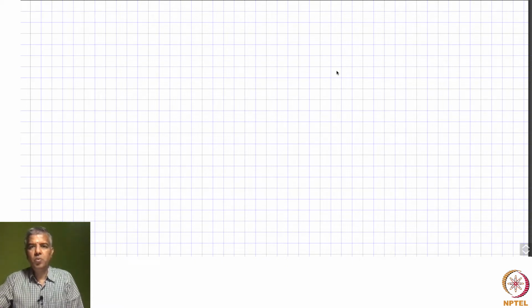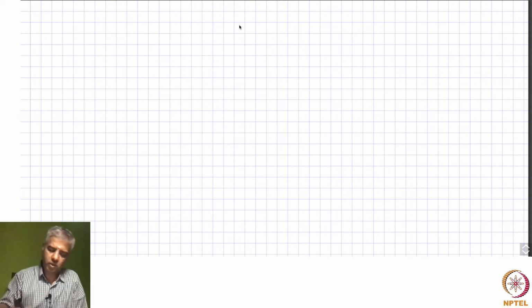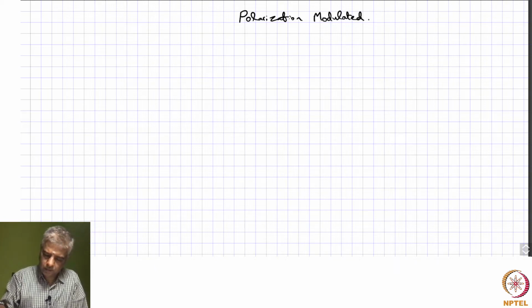So now it's time to move on and look at the other characteristic that describes light, which is polarization. We'll look at what we can do by looking at changes in polarization, whether that could be used for picking up certain perturbations. That's what we will discuss in the next couple of lectures. So we're talking about polarization modulated sensors.